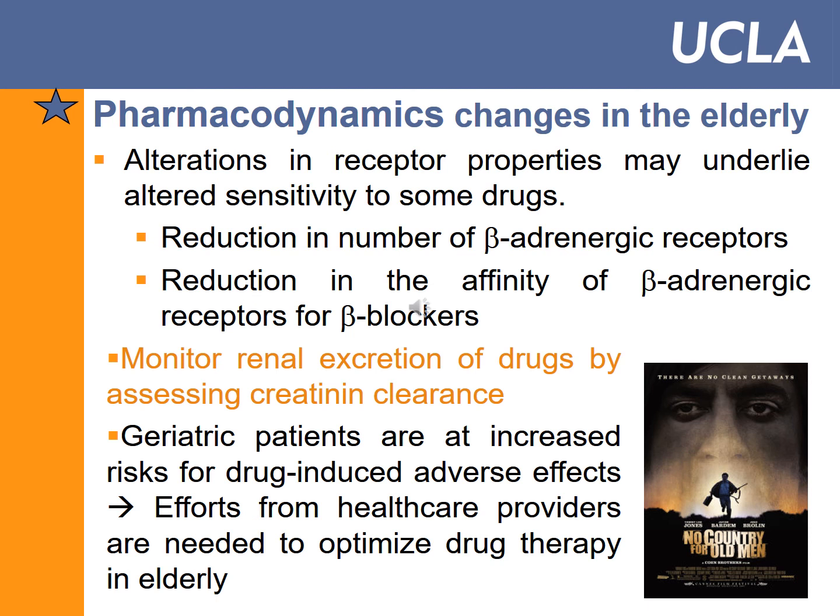Another thing that is important to monitor in elderly is the renal excretion of the drug. You do this by assessing the creatinine clearance, because if a drug is eliminated by the kidney and their kidney is impaired, you can have an increased risk of toxicity. And so in conclusion, the geriatric population is at increased risk for drug-induced adverse effects. And it is our effort, as healthcare providers, that is needed to optimize the drug therapy in elderly. Otherwise, there will be no country for old men.